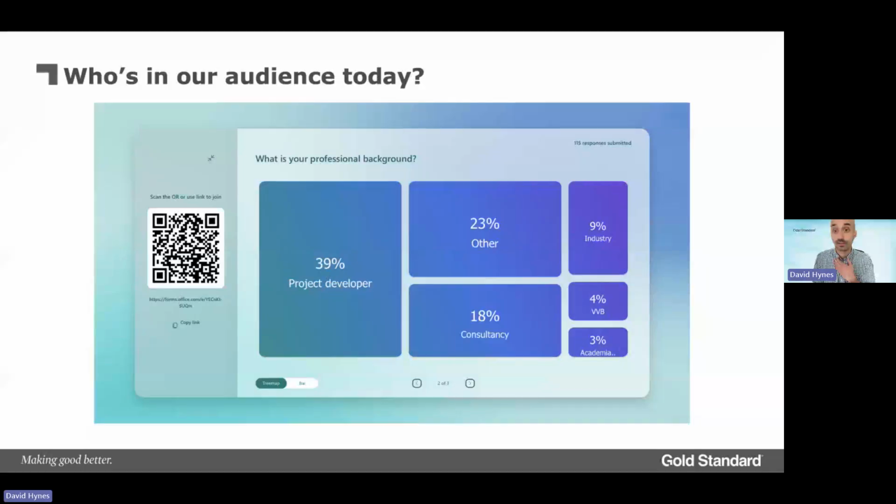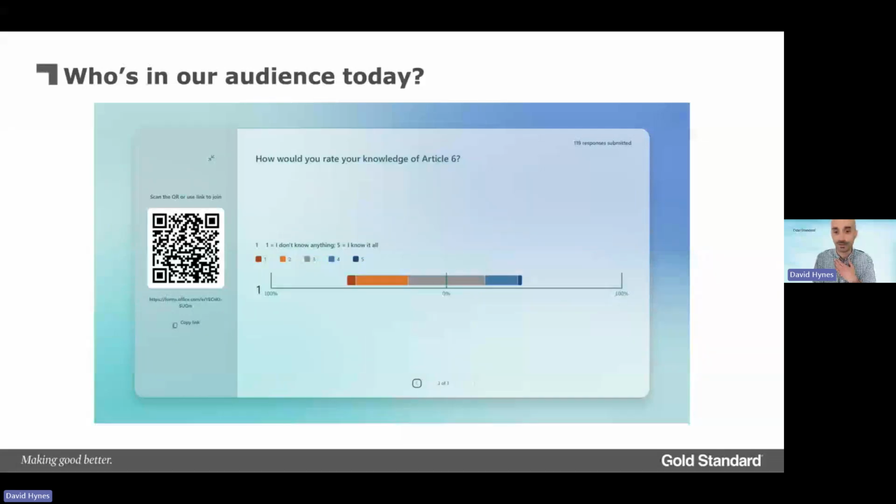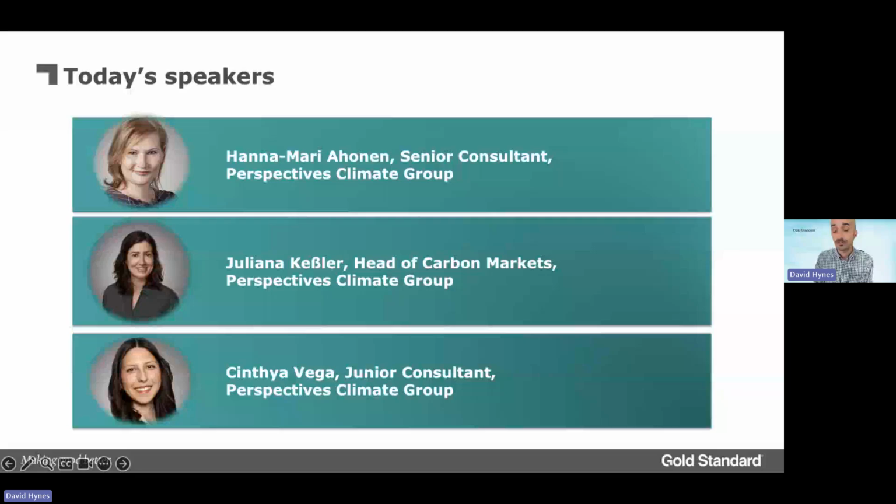That's good to see. And where do you rate your knowledge? So roughly in the middle. And so perhaps you're a little bit familiar with Article 6, but you're here to expand that knowledge, and there's an awful lot that we can actually dive into in the topic. So I think that's to be expected, and I think you're probably going to get a lot out of today's masterclass. So thank you very much for taking part in that form. It also helps our presenters know who they are speaking to in our audience. And with that, we should get on to the main event.